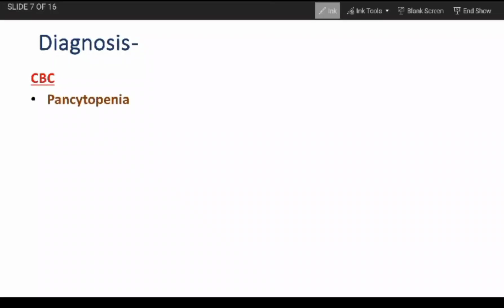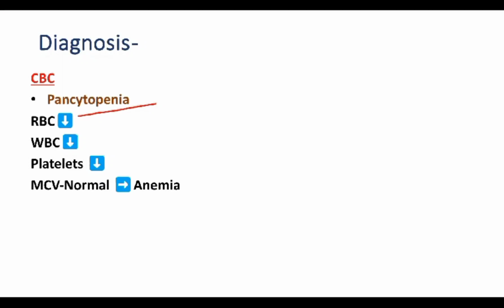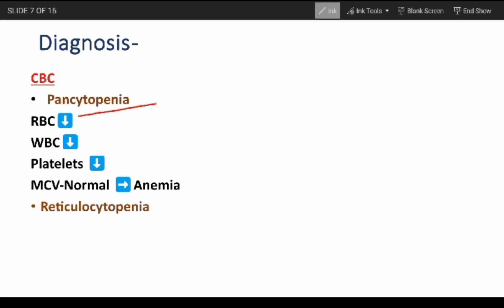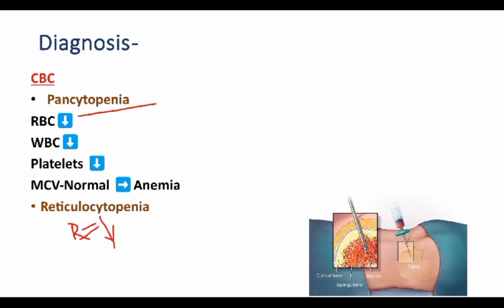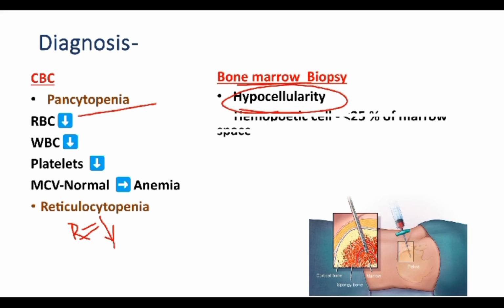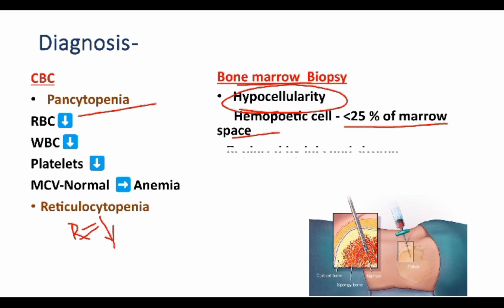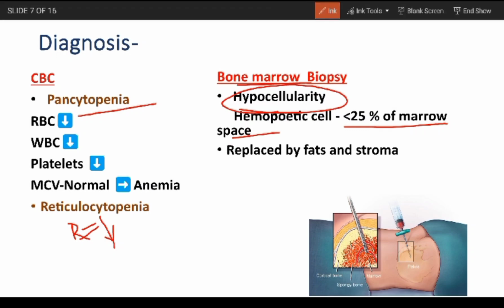Diagnosis: complete blood count. What will be the result if a patient has pancytopenia? RBC decreases, WBC decreases, platelets decrease, and MCV is normal. So there is a decrease in reticulocytes, also known as reticulocytopenia. Now what is the result of the bone marrow biopsy? The aspiration of bone marrow shows hypocellularity, where the hematopoietic cells are less than 25% of marrow space, replaced by fats and stroma, with lymphocytes intact.